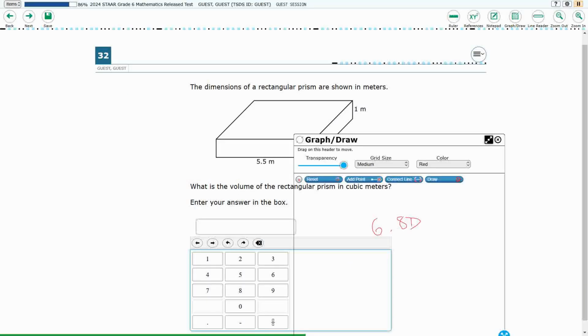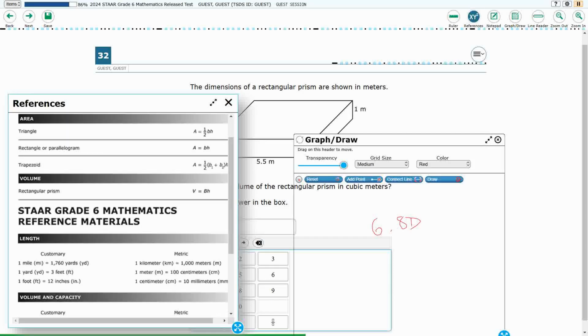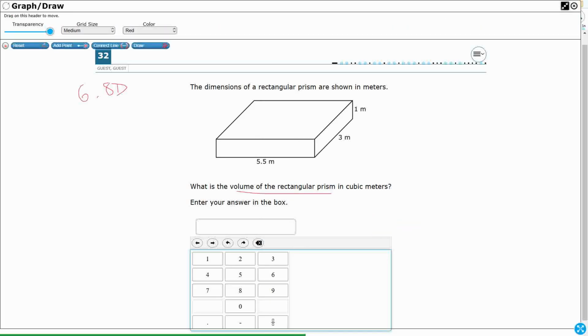Take a look at our reference material. For volume, we just get V equals BH. That's the only equation we get. V equals BH, which is the simplest way to do that. But remember, in 5th grade, we learned length times width times height. And these two H's obviously line up. So this B turns into my length times width.